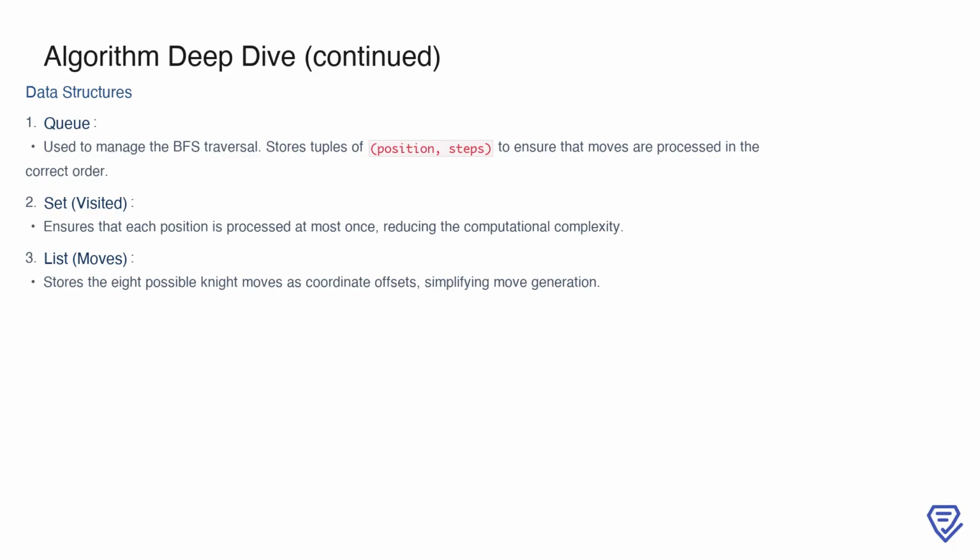Additionally, the list of predefined moves simplifies the generation of new positions. By storing the 8 possible knight moves as coordinate offsets, the algorithm can efficiently compute potential moves without recalculating the offsets repeatedly. Together, these data structures ensure that the BFS is both systematic and efficient.